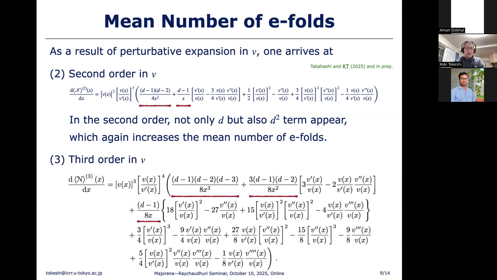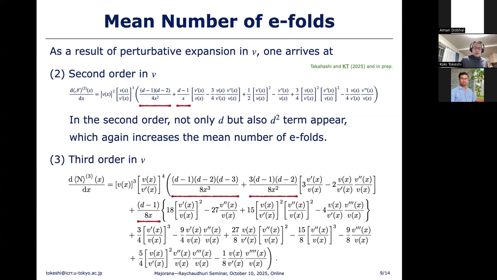And basically what we should do is the same, but since this is a very good opportunity, let me show the third order term in the small noise, where you can find not only the linearly dependent and quadratically dependent terms, but also the cubic dependent terms contributing to the extension of the mean number of e-folds.